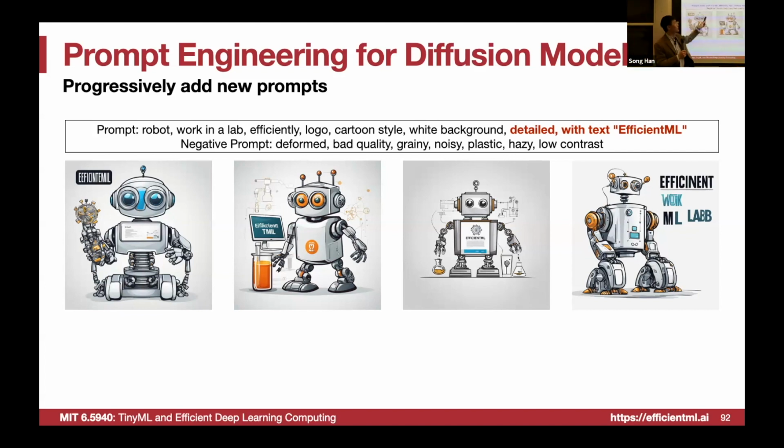And usually you can give some negative prompt to avoid deformed, bad quality, grainy, noisy, classic, hazy, low contrast, for example. So giving negative prompts is also a good way to improve your quality.